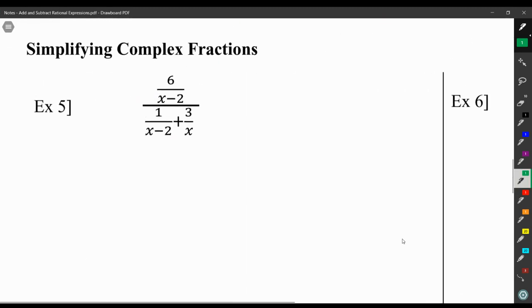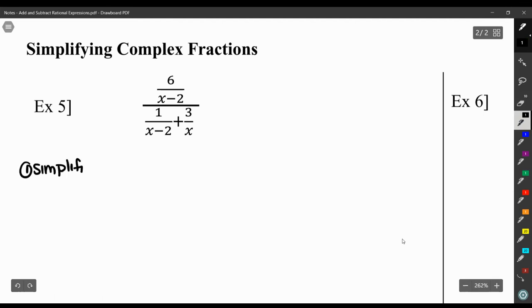The next part is looking at complex fractions. So a complex fraction is basically a fraction in a fraction. So lots of fractions going on here. Break this into essentially 3 parts. The first thing we want to do is simplify the numerator as far as we can, the numerator of the big fraction.